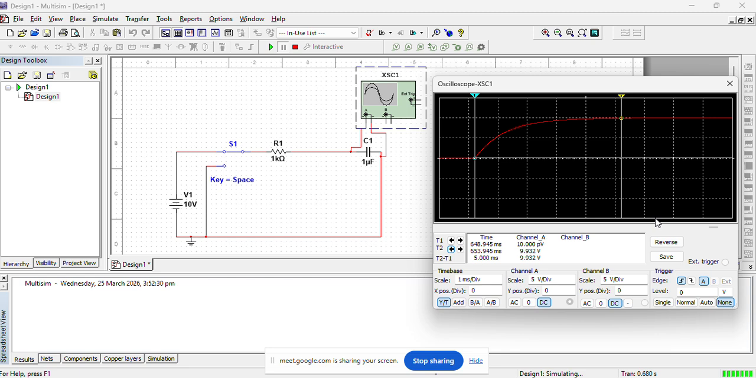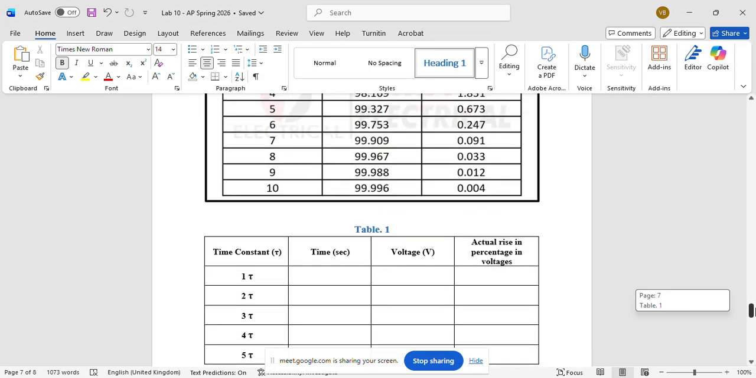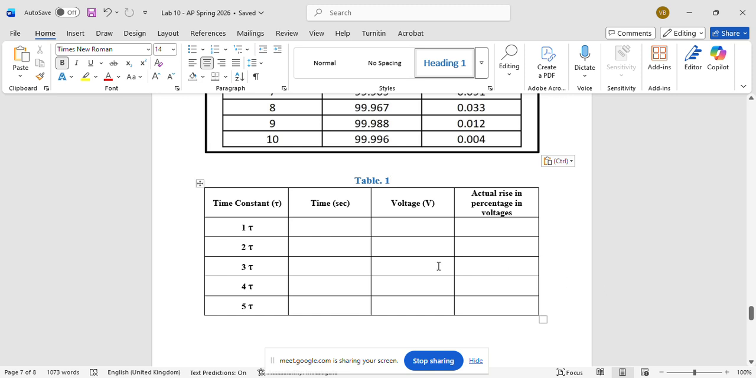So what we have to do, we have to take different values of resistance and capacitance. We have to note that time, that how much is 1 tau, 2, 3, 4, 5, what is the voltage at these points, and what is the percentage of that voltage in this column. And that's all. With this, our lab is completed.